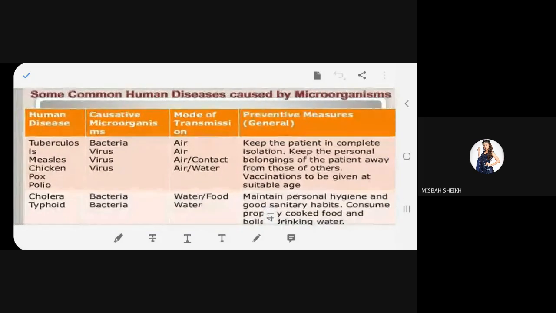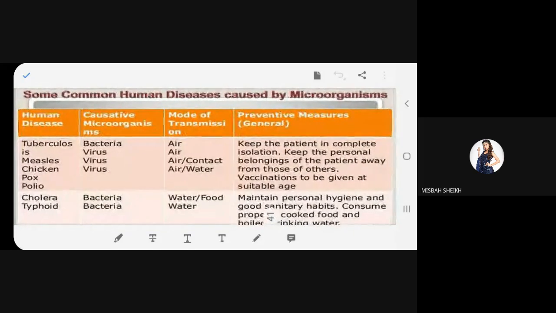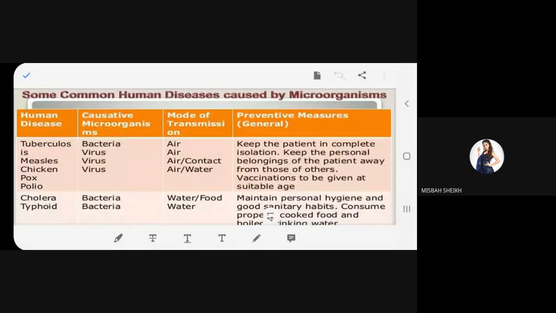This I'm going to read out to make you understand. Some human diseases which are caused by microorganisms. The first that we are going to work on is tuberculosis, that's TB. It is caused by bacteria, okay? And the mode of transmission is through air.